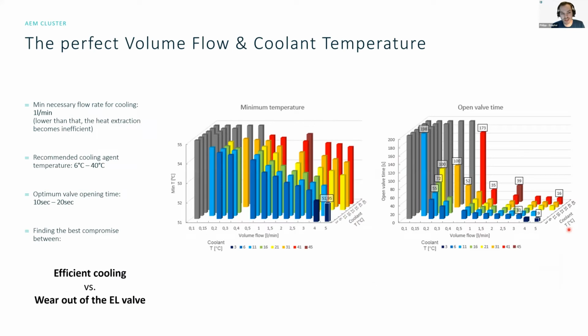Now let's look a little bit more in detail at the volume flow and the cooling temperature. Here we have some 3-dimensional graphs, and we already found out that the minimum necessary flow rate is about 1 liter per minute. So what can we see in these graphs? On one hand, we have these dark gray bars. Those are the ones where the cooling power is not sufficient. So we have very little volume flow, at 0.1 liters per minute. It doesn't matter how cool the water is, it is not sufficient.